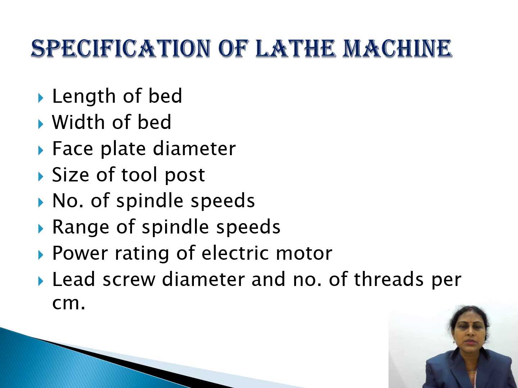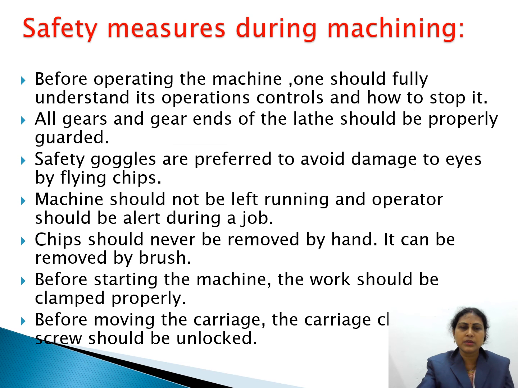What are the specifications of lathe machines? Different specifications of lathe machines are length of the bed, width of bed, faceplate diameter, size of tool post, number of spindle speeds, range of spindle speeds, power rating of electric motor, lead screw diameter, number of threads per centimeter. These are the specifications of a lathe machine.